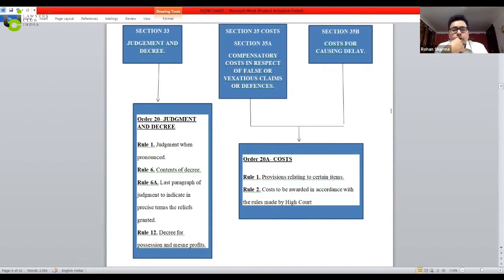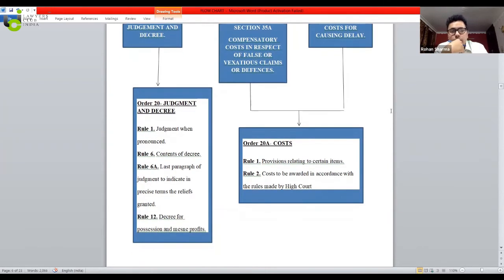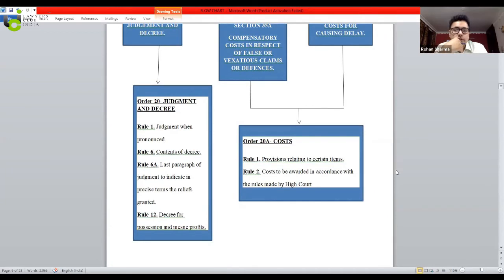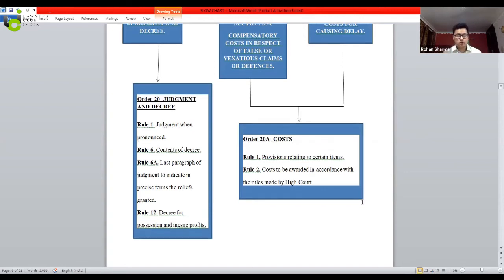As you can see, Order 20A deals with the nuances of the costs, in what circumstances and in what cases the cost can be avoided, and what are the rules which govern the implementation of these costs.